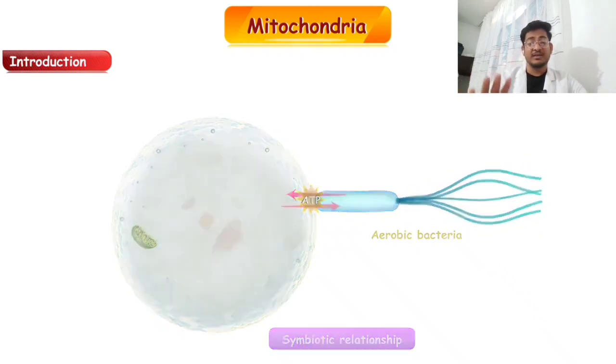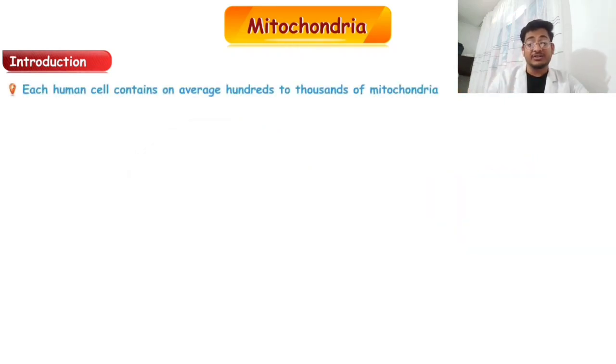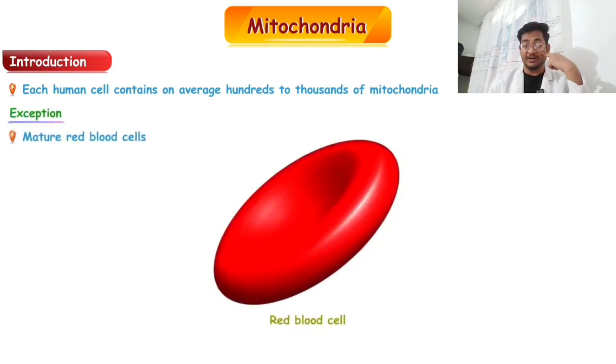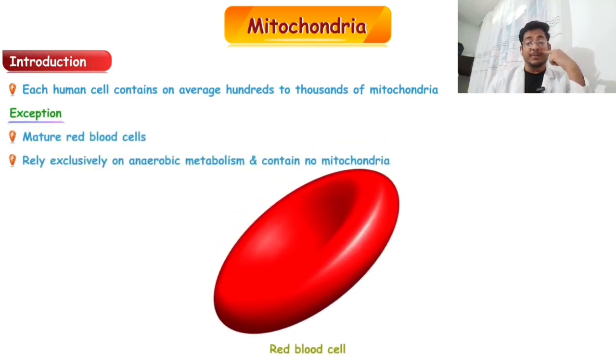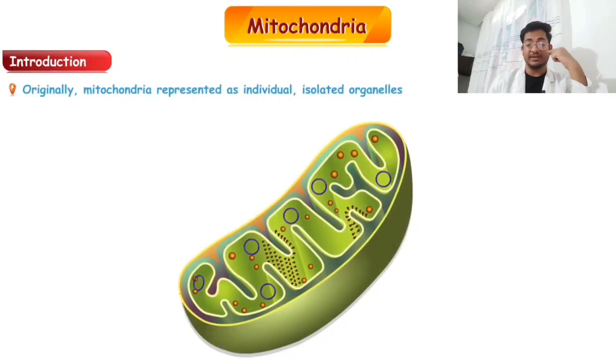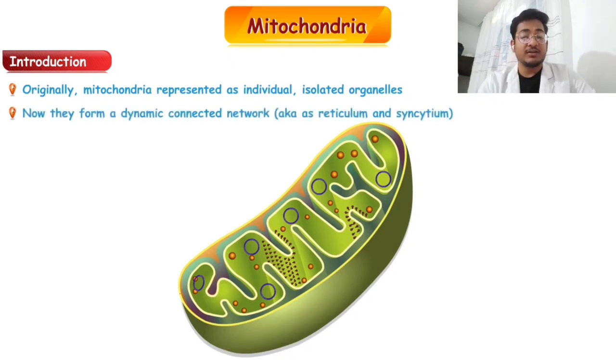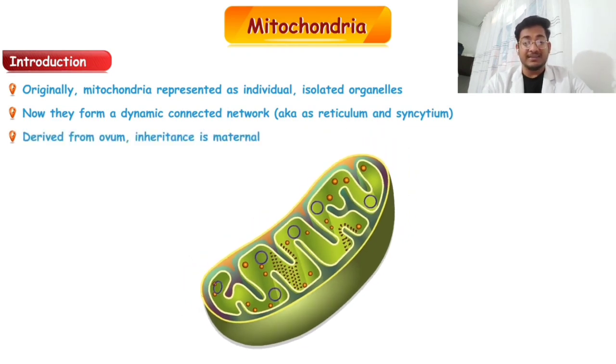Each human cell contains an average of 100 to 1000 mitochondria. The exception is the mature red blood cell, which contains no mitochondria. Although mitochondria were originally represented as individual isolated organelles, it is now recognized that mitochondria form a dynamic connective network, also known as a reticulum or a syncytium. As the zygote's mitochondria are derived from the ovum, their inheritance is maternal.